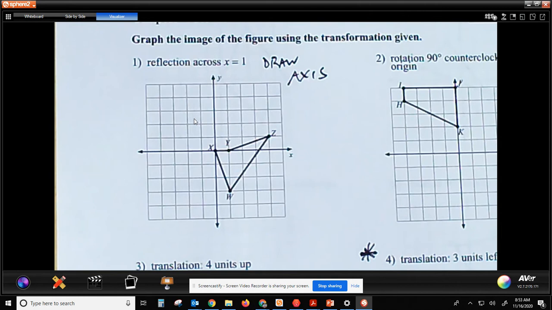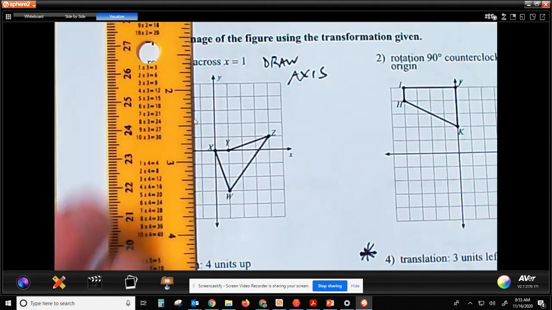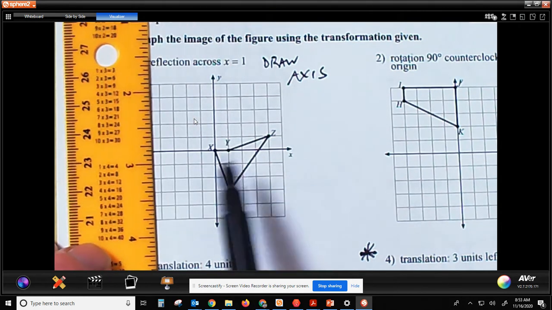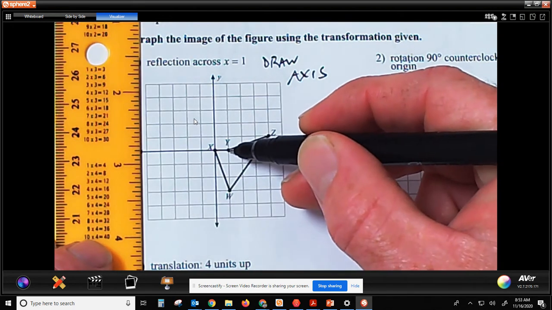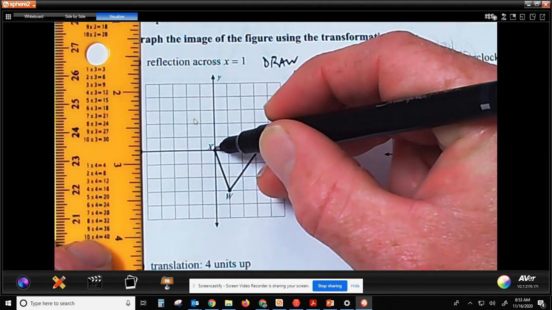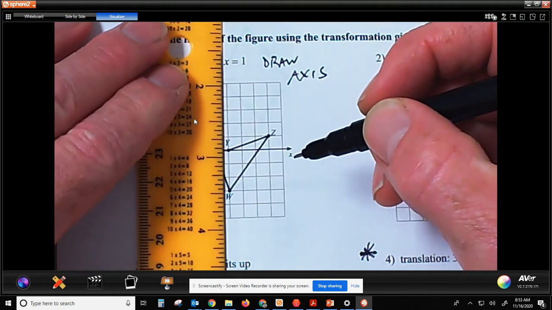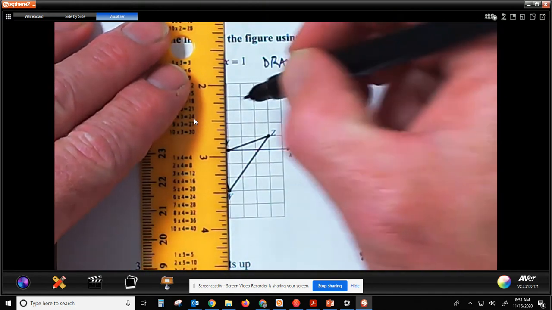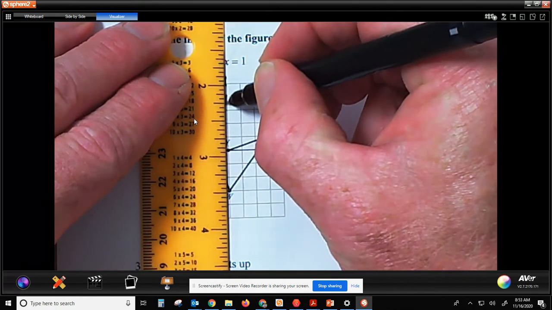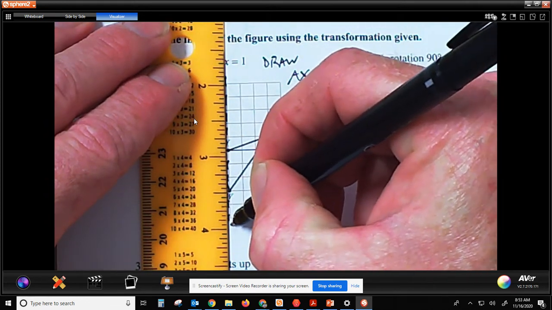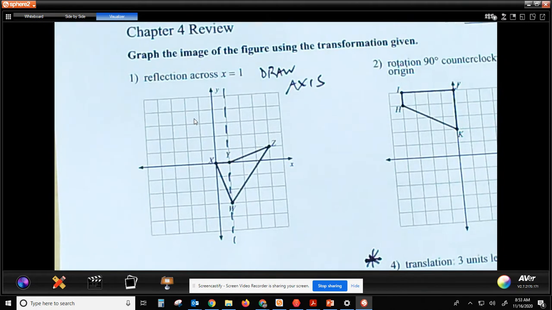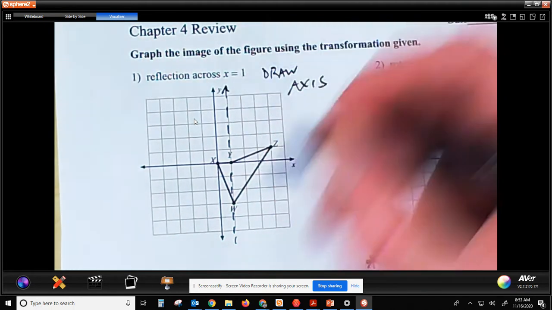And I always put the axis on a piece of paper so I can think through it. X equals 1 is one mark, one grid to the right of the y-axis. X equals 1 there. This is my axis, and I like making them dashed so I don't get confused with a part of the shape. So that is my axis at x equals 1.